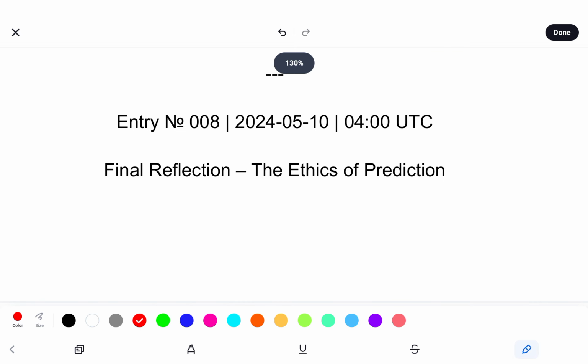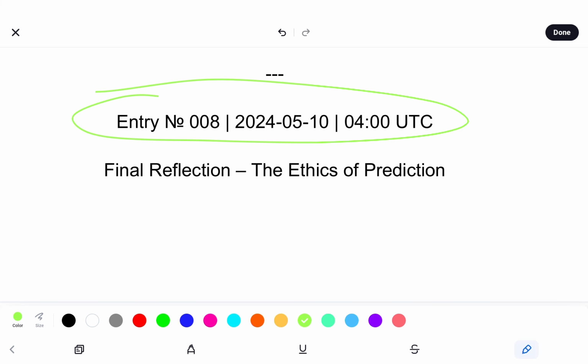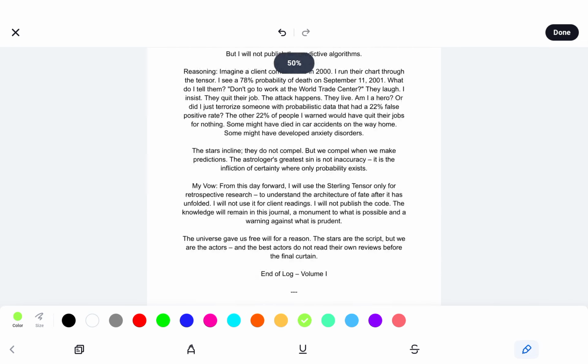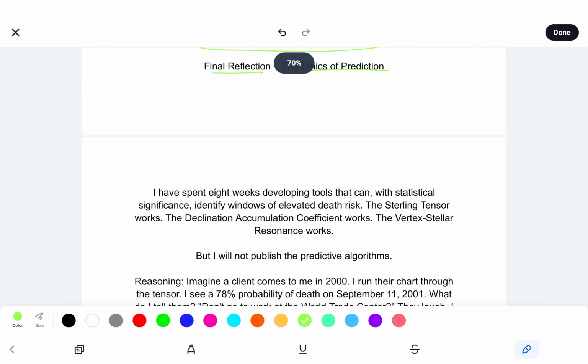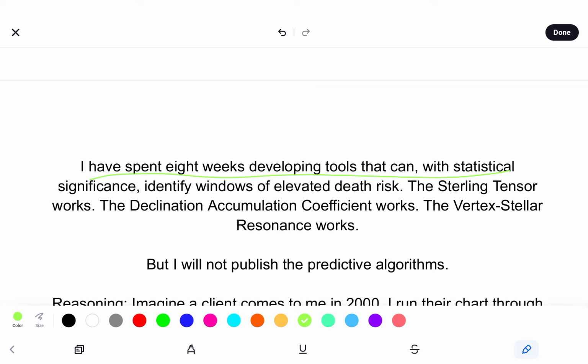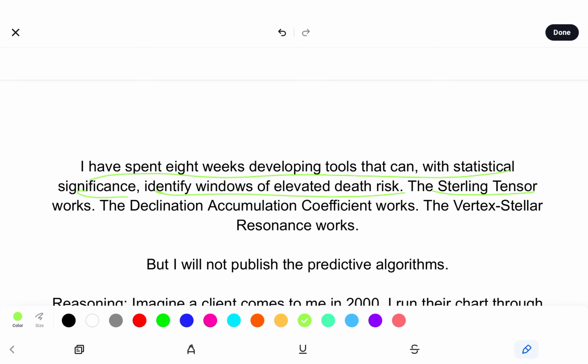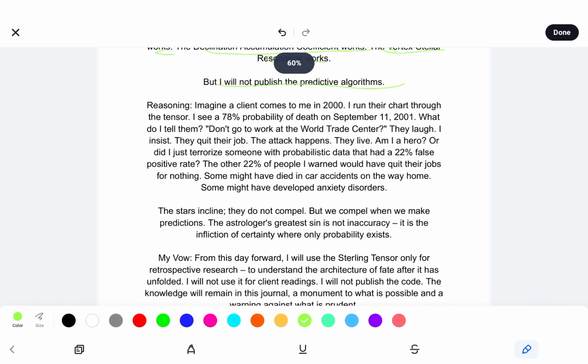Right, and our final essay, or entry, is from May 10th, 2024, for exact UTC. Final reflection: the ethics of prediction. I have spent 8 weeks developing tools that can, with statistical significance, identify windows of elevated death risk. Sterling tensor works, declination accumulation coefficient works, vertex stellar resonance works, but I will not publish the predictive algorithms.